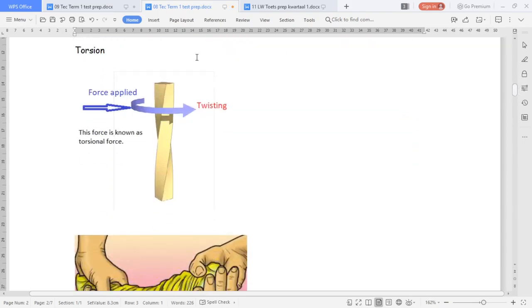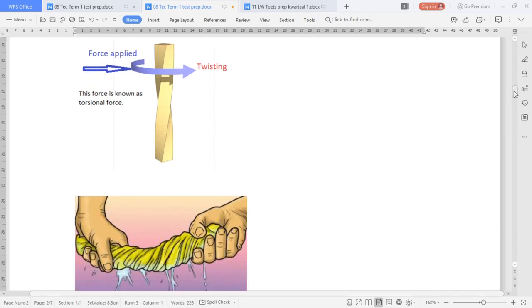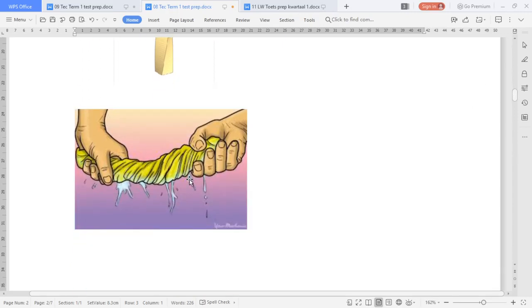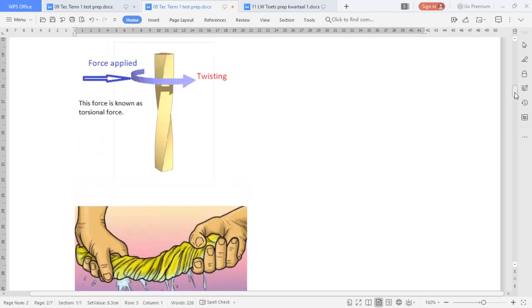Then we've got torsion. Torsion is if we apply a force that twists something. So here we've got an example of someone twisting the towel to wring out the water. So twisting is called torsion.